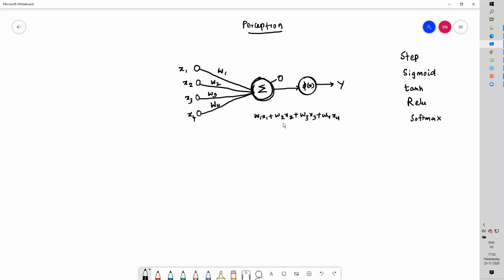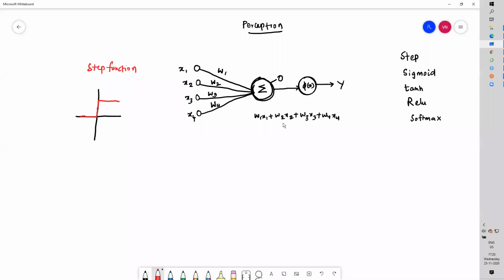Now, step function. So what is a step function? If you are familiar with digital signal processing, you might already be aware of what a step function means. So as long as the input is negative, the output would be 0. Once it is above 0, it would give an output like this. So this is your step function.